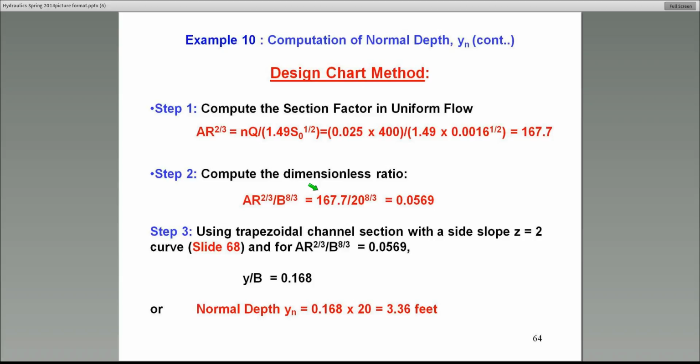And that's a mistake very often people make: in computing this dimensionless ratio, they forget that this number, 167.7, already represents AR to the power 2/3. So in this case, AR to the power 2/3 divided by B to the power 8/3 is 0.0569. And for this particular side slope channel, I'll go to slide 68. For this ratio, I will compute the Y over B ratio, just like we did for the critical depth. But keep this number in mind, 0.0569.